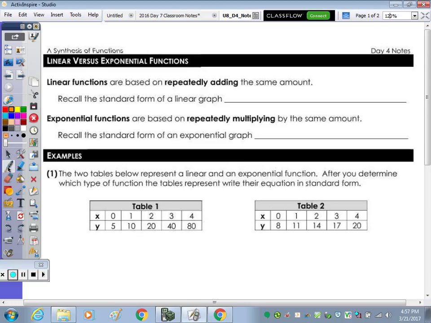Okay, in today's notes, we're going to compare linear and exponential functions. So at the top of the page, it says linear functions are based on repeatedly adding the same amount. Recall the standard form of a linear equation is y equals mx plus b, where m is your slope, and b is the y-intercept. The whole idea of repeatedly adding the same amount means your rate of change, or slope, is constant.